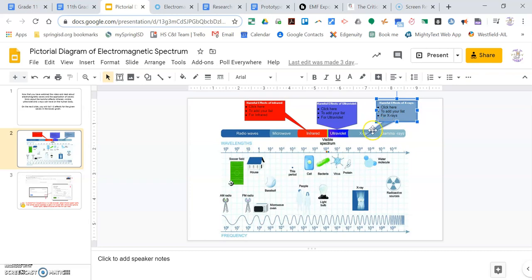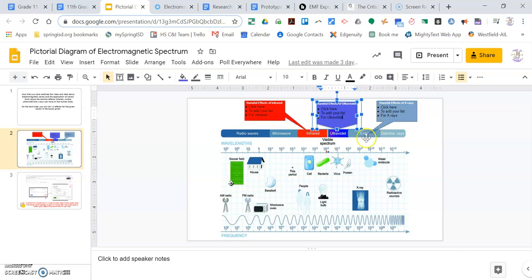Actually, it's kind of intriguing because the colors also match the different names: infrared, ultraviolet, and then X-rays, which is kind of grayish green. That's what the first week will be. The final assignment for the first week is filling in this pictorial diagram about the electromagnetic spectrum.